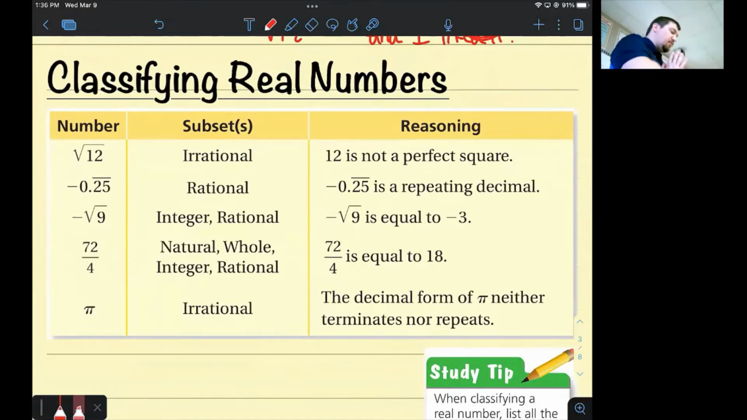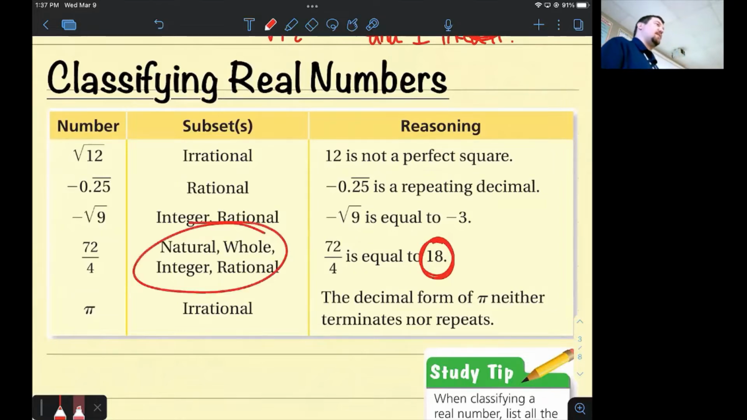So I want to draw your attention right now to the 4th one that says 72/4. Lizzie, use your calculator and tell me what 72 divided by 4 is. It's 18. 18 is natural. It's also a whole number. If it's natural, it's got to be a whole number and an integer and also rational. So you'd have to give all 4 of those classifications. You wouldn't just say natural. You'd also say whole number, integer, and rational. So if it's natural, it's all of them.